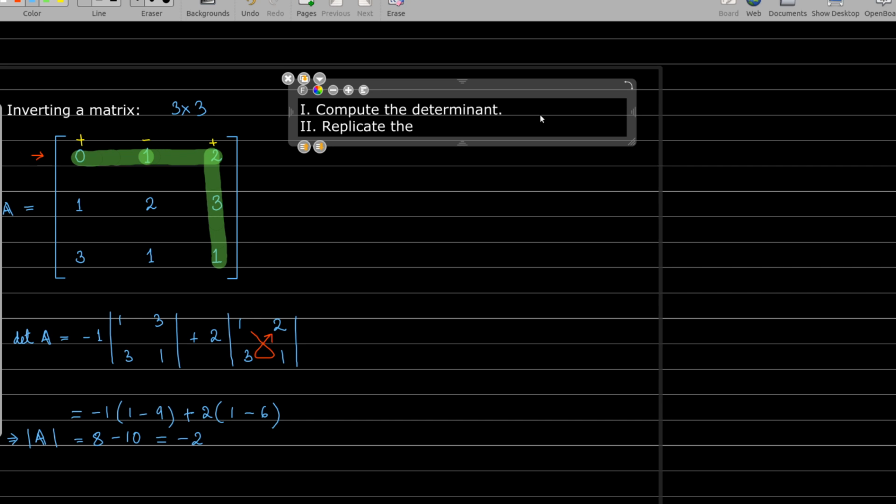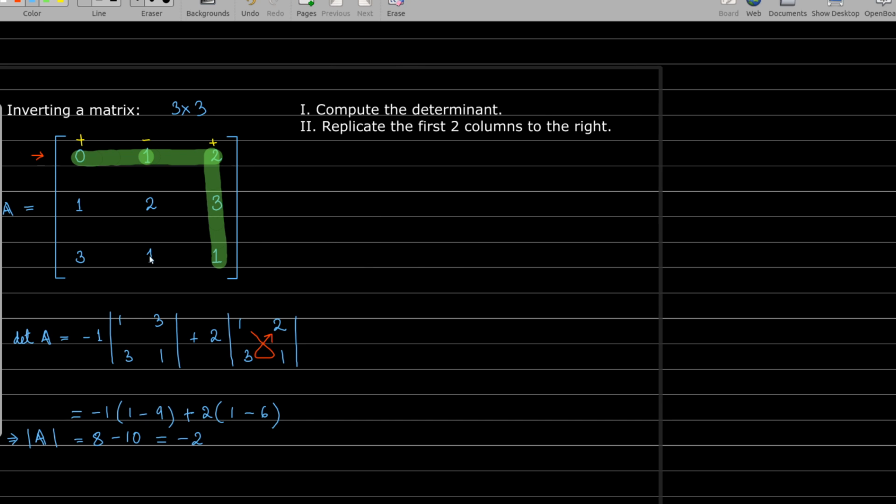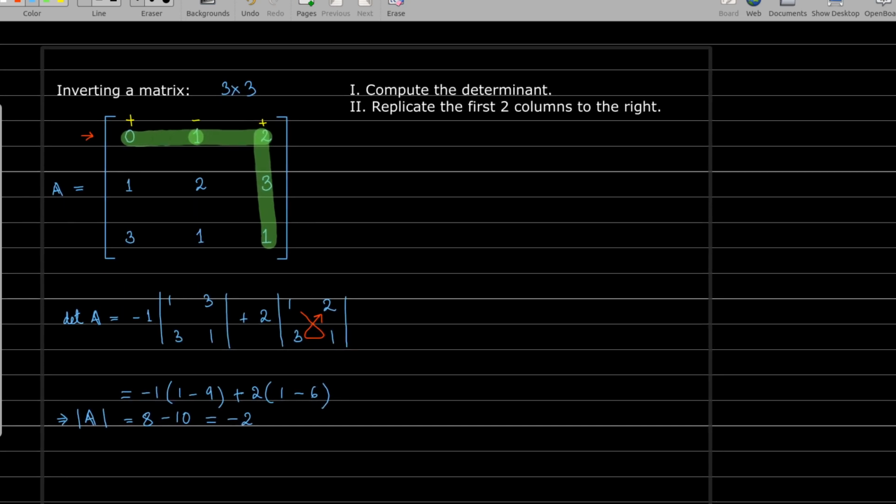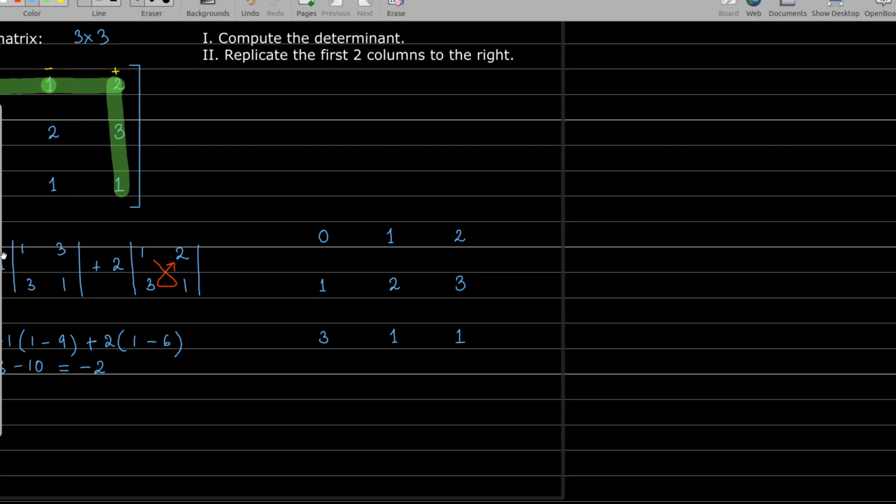to replicate the first two columns to the right. Replicate the first two columns to the right. What I mean by that is something like this. So this is the matrix, my original matrix. I want to replicate the first two columns, that means this column.